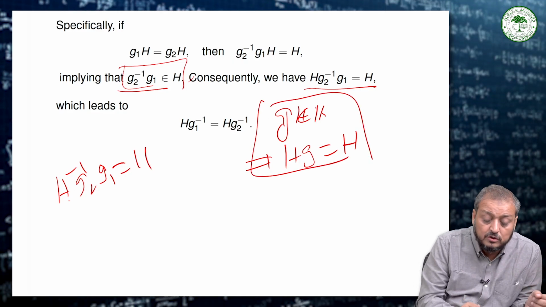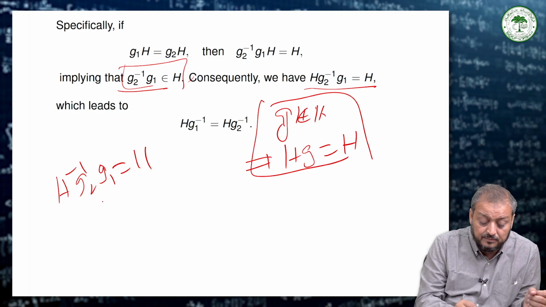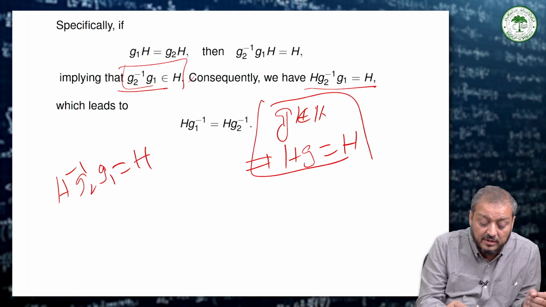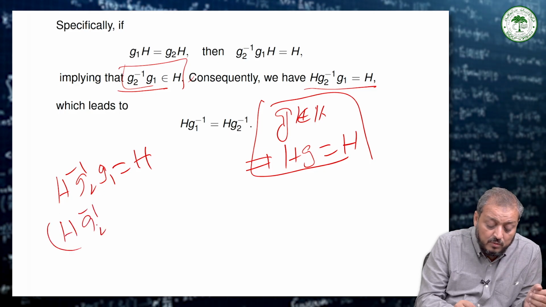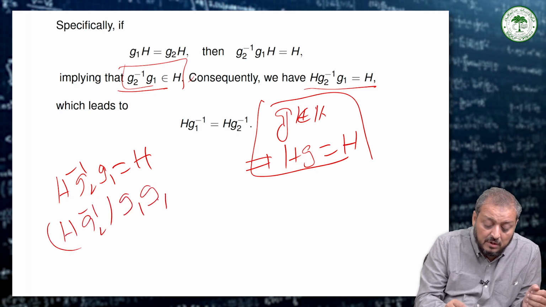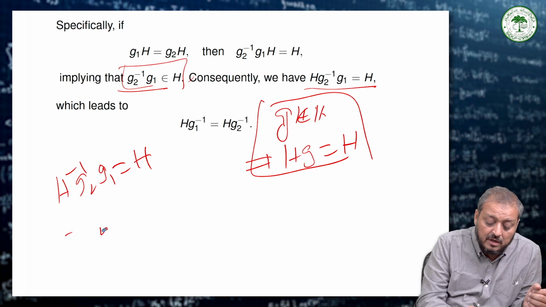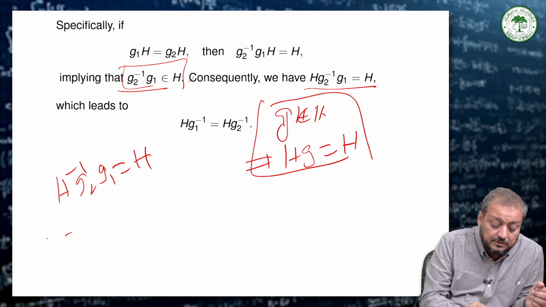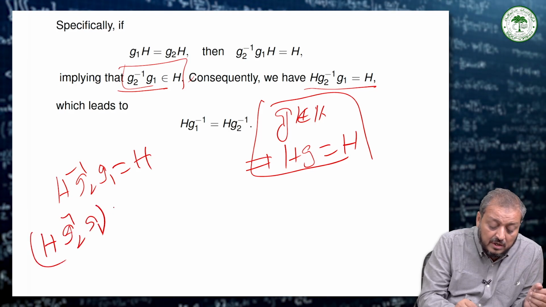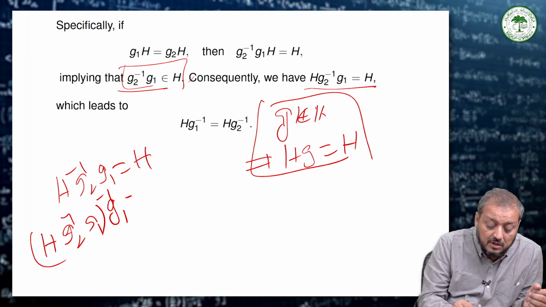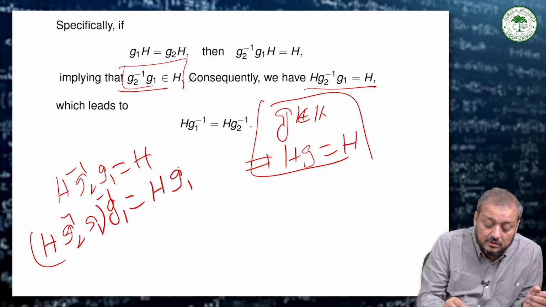So if H of G1 inverse G2 inverse G1 is equal to H, then we have H of G2 inverse, then we have G1. We write it in the form H of G2 inverse G1, and then we have to write G1 inverse is equal to H of G1 inverse.